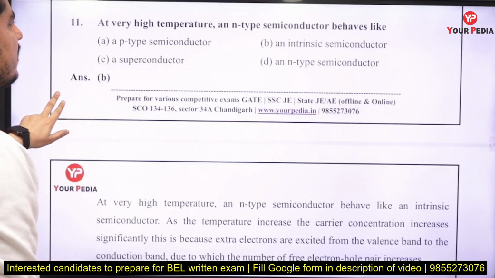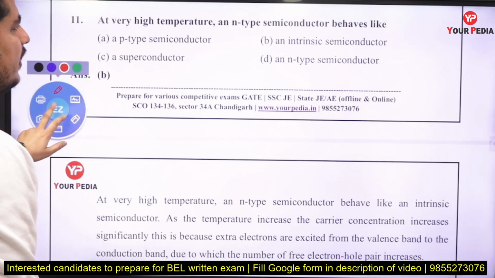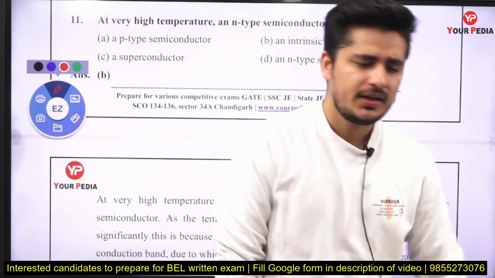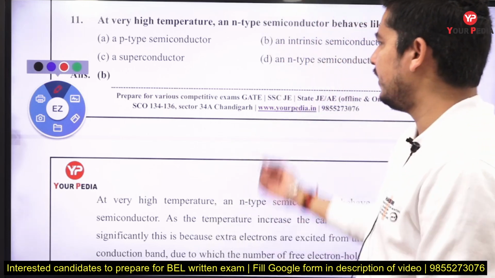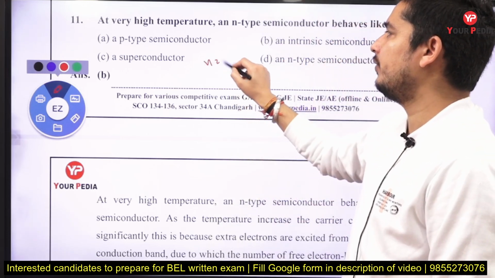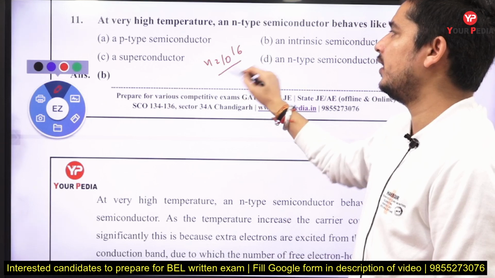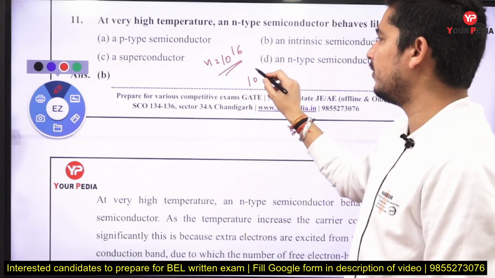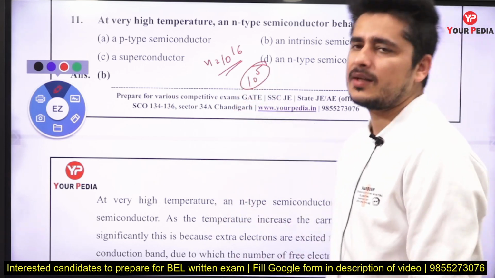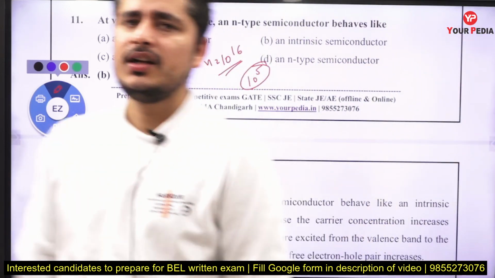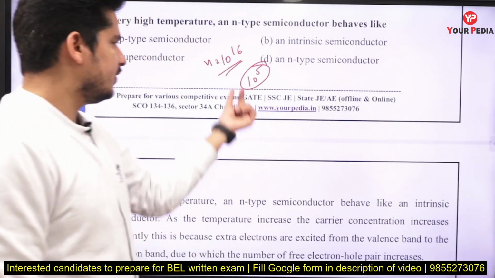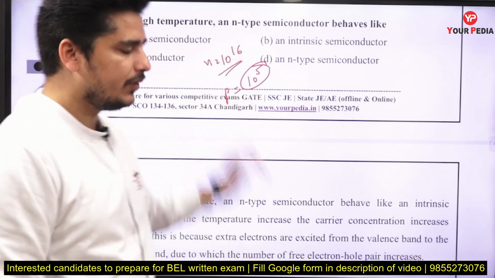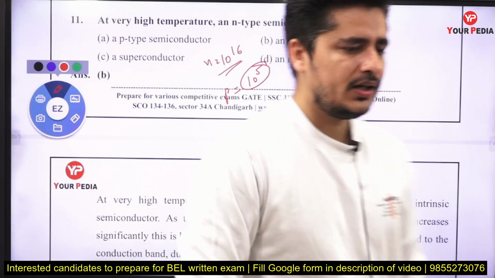At very high temperature, let us take an n-type semiconductor. Okay, let us discuss this concept. You have an n-type semiconductor. The concentration of electrons is, let us take, 10 raised to power 16, and the holes are 10 raised to power 5. I'm just taking an example, it is not the correct value, there may be a different value. This is the number of holes inside an n-type semiconductor, and there is a number of electrons inside the n-type semiconductor.